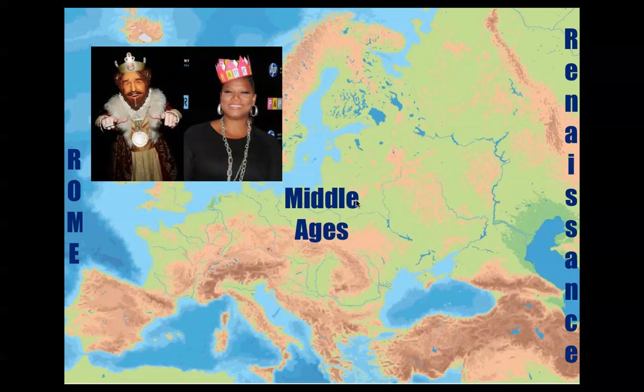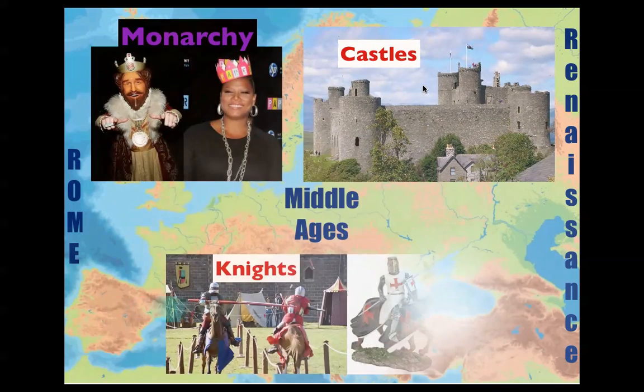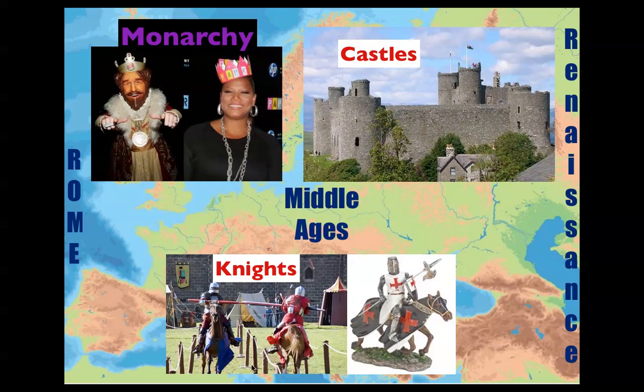Some things you might be familiar with from the Middle Ages are kings and queens, and as you know, when a king or queen is in charge, we call that system of government a monarchy. You should also be familiar with castles, which were used to defend a kingdom when it was invaded. And you should also be familiar with knights, because let's face it, kings and queens are not doing their own fighting. They rely on soldiers to do it, and these are the knights that became famous during the Middle Ages.